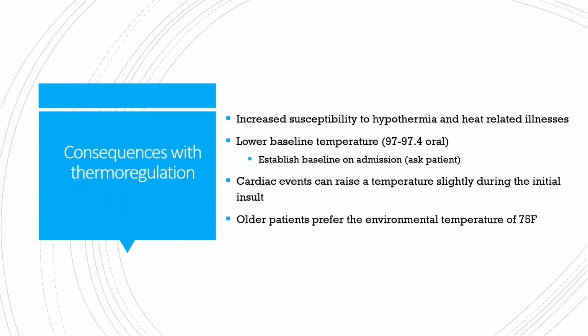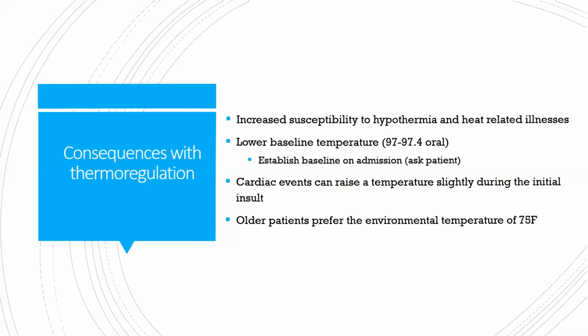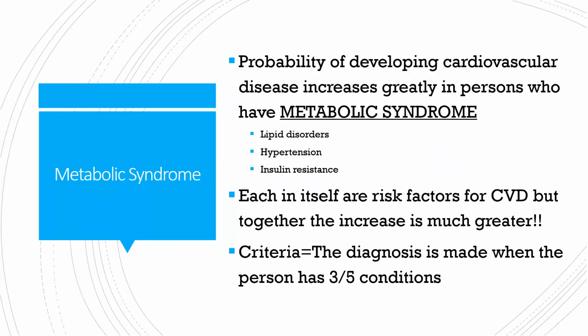They're going to have a lower baseline temperature. You're going to see older adults between 97 and 97.4 orally. Those cardiac events can raise that temperature slightly during that very initial insult. And it is important that you know older patients do prefer their environmental room temperature to be 75, which can be smothering to many of us that are trying to take care of them in the summertime, and they like it 80 or 85.